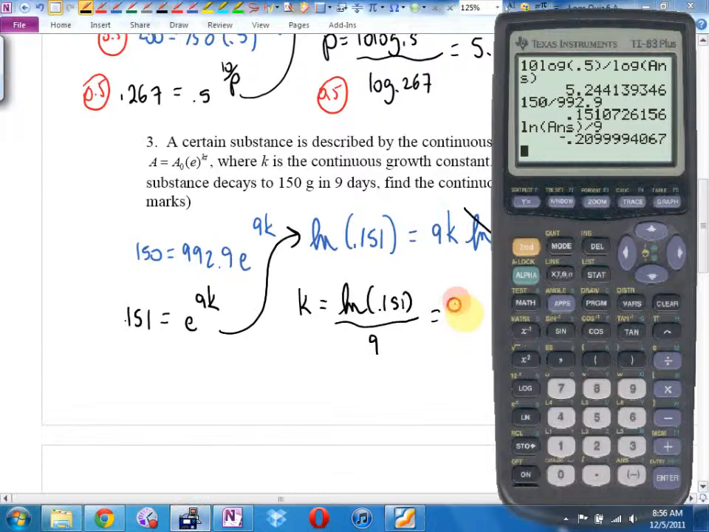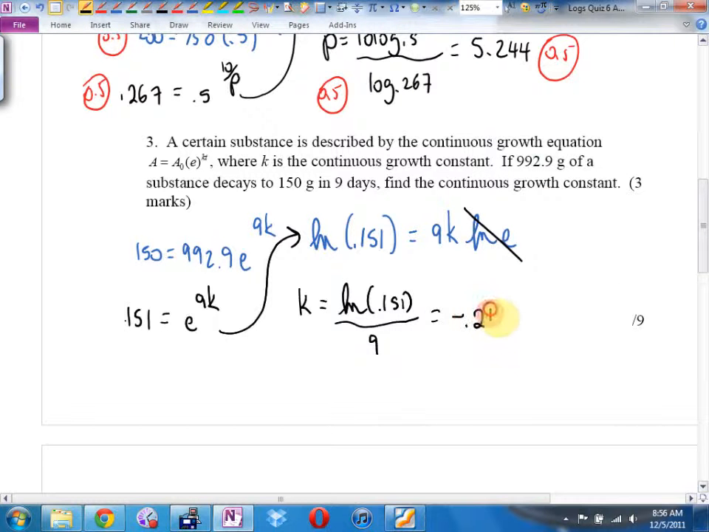What's the negative telling me? We're decaying. We're losing matter. For what it's worth, 3 marks. 1, 2, 3, 4, 5. I'd probably go a half, a half, a half, a half, and then one whole mark for the answer.